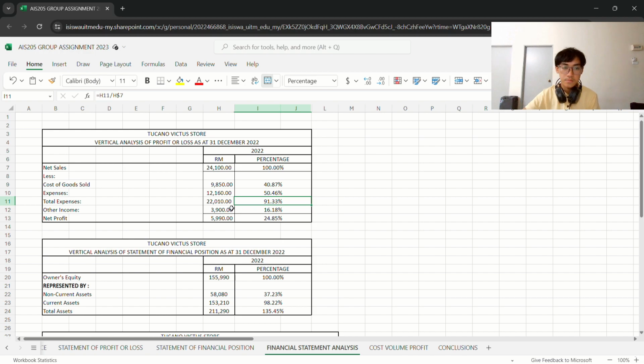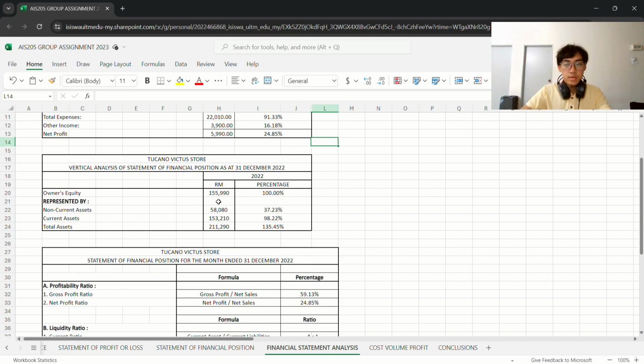While the other income is 16.18% of the net sales, which is 3,900 ringgit. So our net profit is 24.85% of the net sales, which is 5,990 ringgit. So that's it for the vertical analysis of profit or loss.